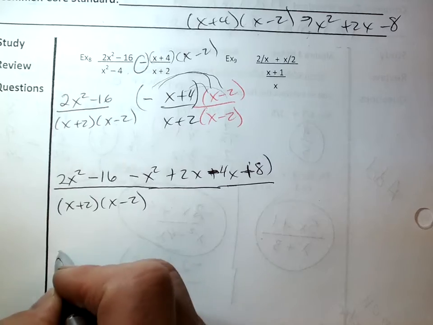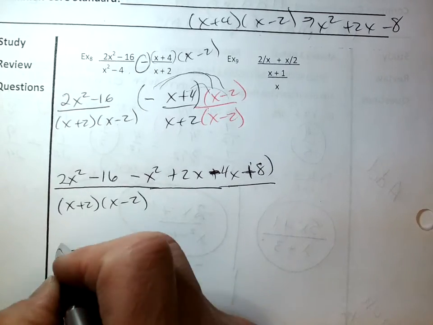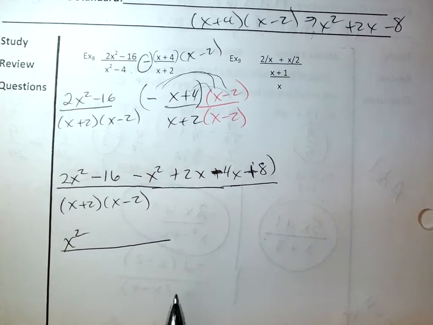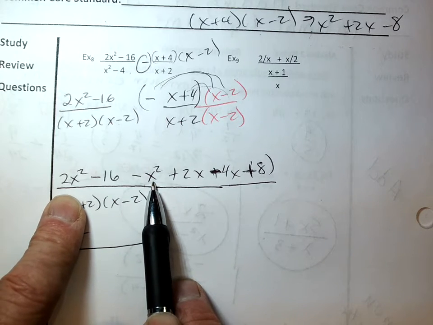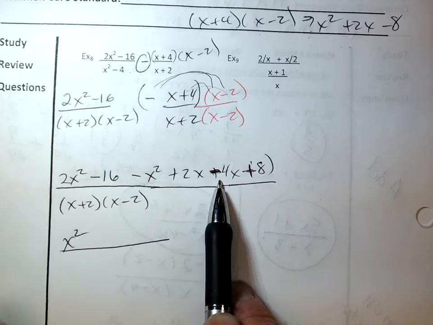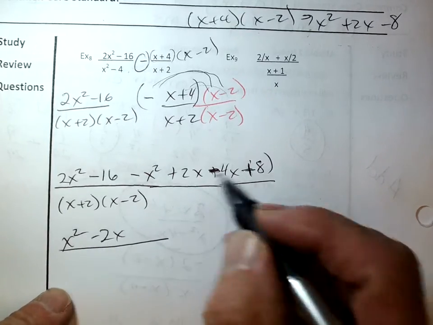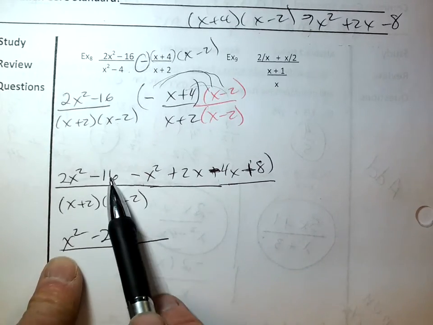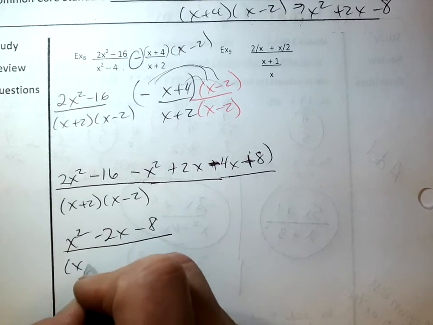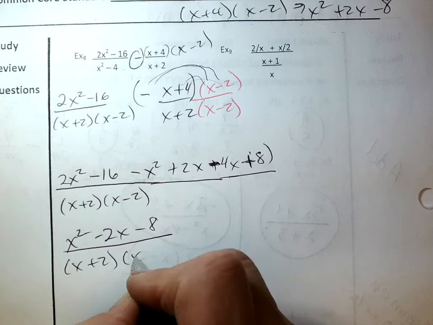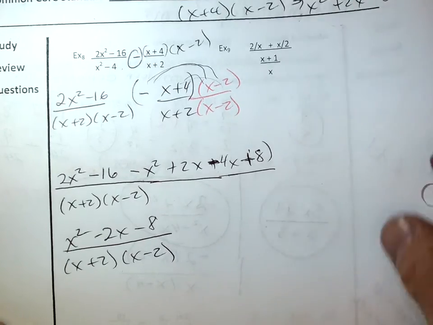Got a mess, don't we? So on the top, we're going to have then a 1x squared because of those two, right? Let's see. You got a 2x and a minus 4x makes a negative 2x, right? We got a negative 16 positive 8, which makes a negative 8 over an x plus 2, x minus 2, okay? How am I doing?